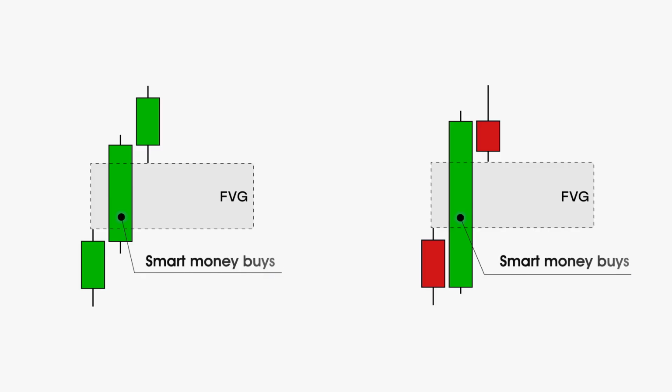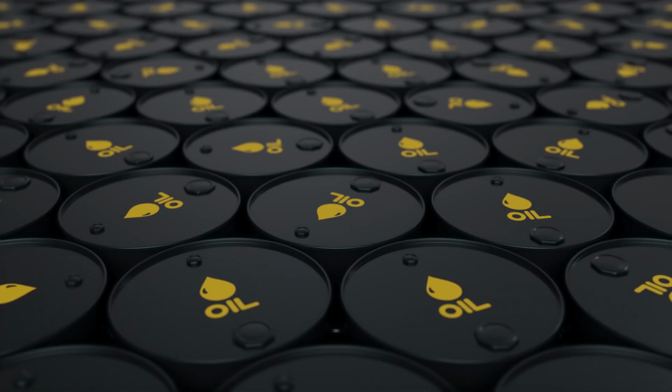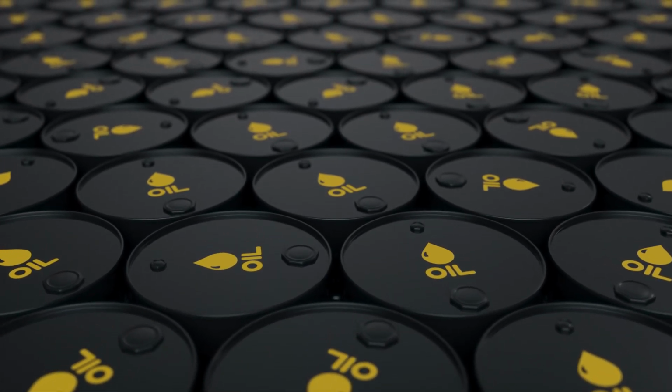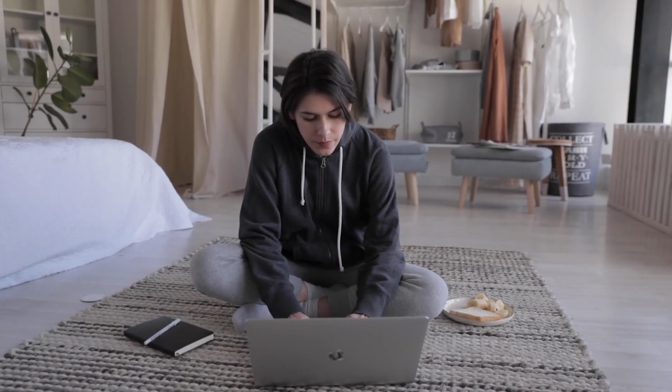We'll present a step-by-step action plan and analyze working setups suitable for all types of markets, from cryptocurrencies and stocks to currencies and commodities. Although oil and Bitcoin prices may move differently, the principles of the formation remain the same. You'll see in practice that this strategy truly delivers results.